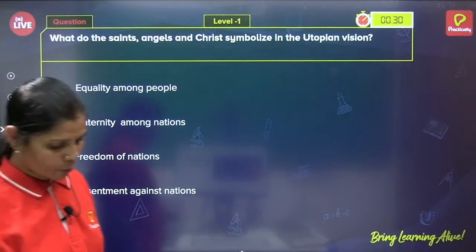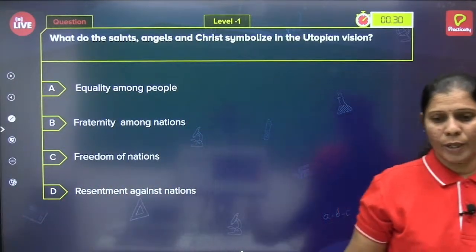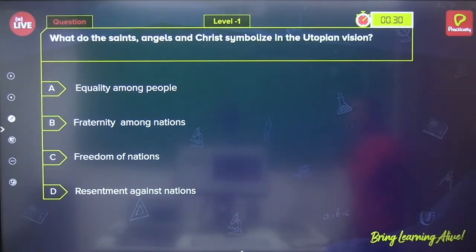Yes? Anyone? Just look at the question once again. You can have a look. Equality among the people, fraternity among the nations, freedom of nations, resentment against the nation. Which one will be symbolizing the Ethiopian vision?